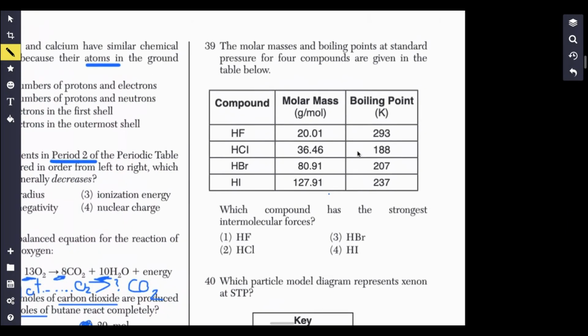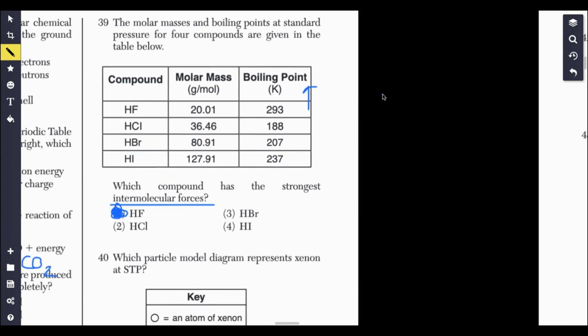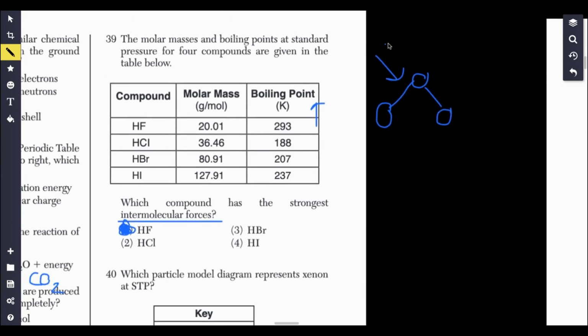What compound has the strongest intermolecular forces? So the higher the boiling point, the stronger the intermolecular forces. So that's just going to be HF. All right. Because think about it, right? Intermolecular forces just represent the attractions between molecules. So look, the actual chemical bonds, right? The covalent bonds, ionic bonds, there's something known as intramolecular forces.